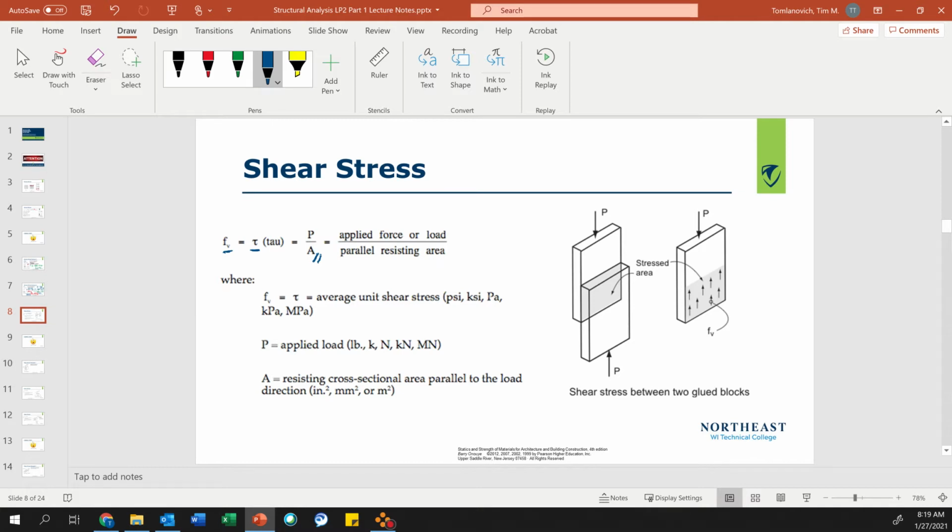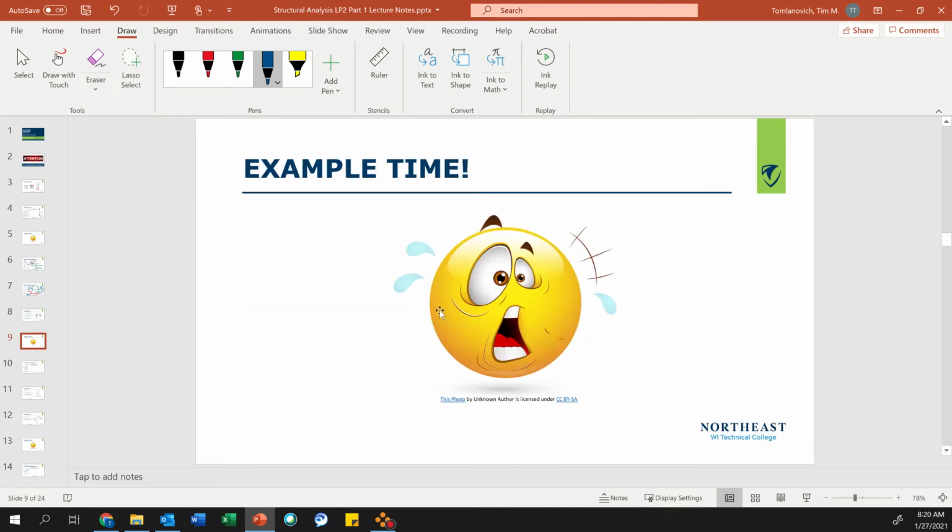So if I look right here at that load, remember what a parallel line is? The line of action of the load is parallel to that shear surface, as you can see right here. So it has to shear off. The units are the same in metric or in English. That's the difference. Shear stress: remember, load is parallel to the area. I'm shearing things. You're gluing two things together. That's the key difference between the two. All right, let's do an example.